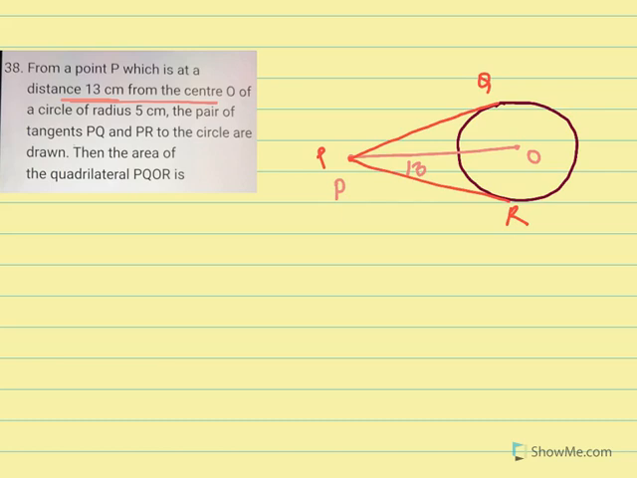To the circle are drawn. Find the area of PQOR. So I join this entire area I need to find. The radius here is given as 5. Now I know this angle is 90. I know this angle is 90, radius tangent 90, radius tangent 90. So I'll first take up this triangle here.